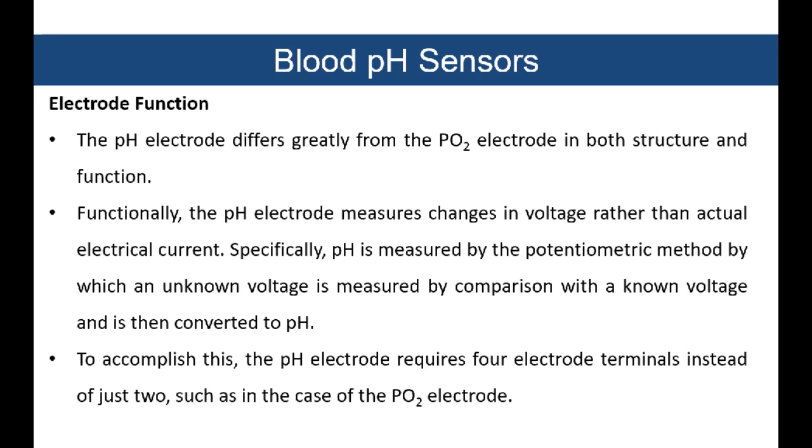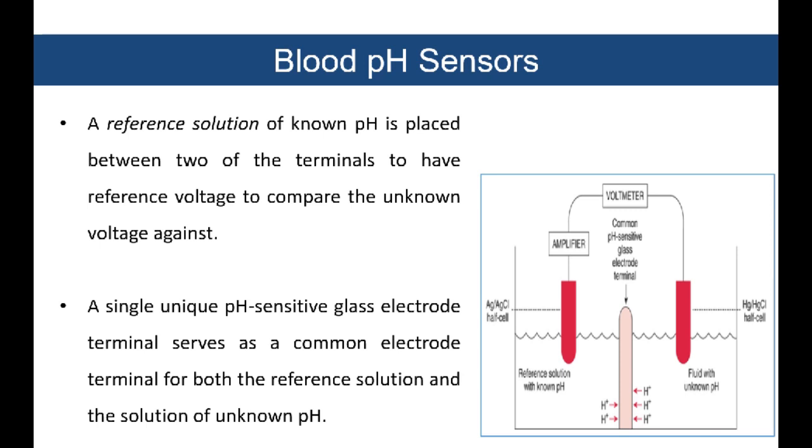the electrode quality is different. One has been calibrated for the measurement of the pH level, and the other is calibrated and designed for the measurement of oxygen. So, following up, we have a reference solution of known pH, and it sits between the 2 terminals, giving a reference voltage to compare against the unknown voltage.